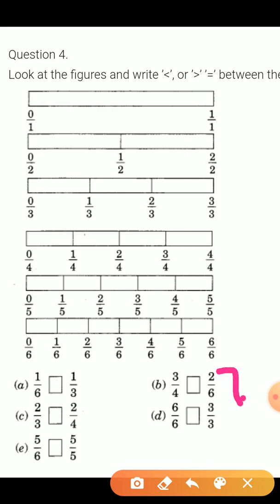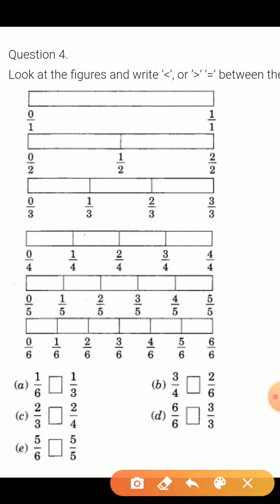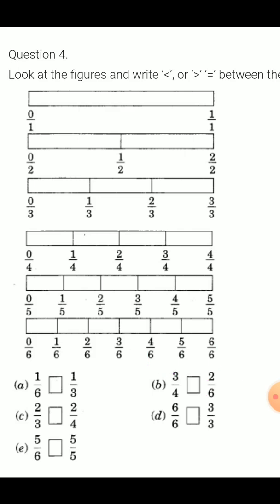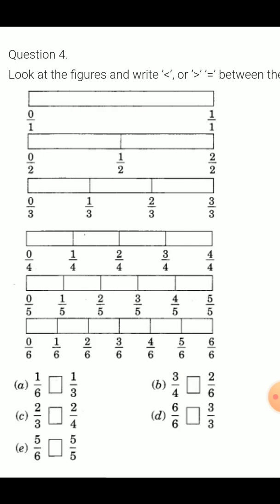Now look at these fractions. They are unlike fractions again but have different numerators. So when numerators are different, we cross multiply to compare. So here if we multiply 3 and 6, what do we get? 18. And if we multiply 2 and 4, what do we get? 8. Now 18 is bigger than 8, right? Hence fraction 3 by 4 will be greater than 2 by 6.